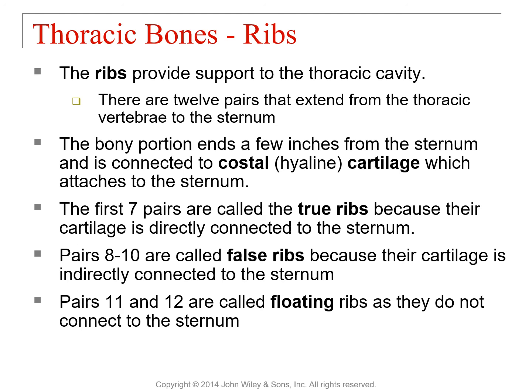Again, the first 7 pairs are called true ribs because their cartilage directly connects to the sternum. Pairs 8, 9, and 10 are called false ribs because their cartilage is indirectly connected to the sternum via the cartilage of 7. And pairs 11 and 12 are called floating ribs because they do not connect to the sternum at all. And those are the most susceptible to injury because they have less support.